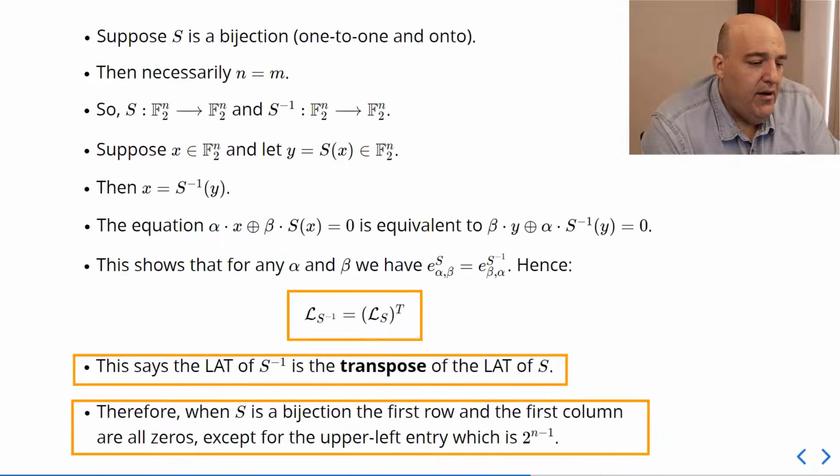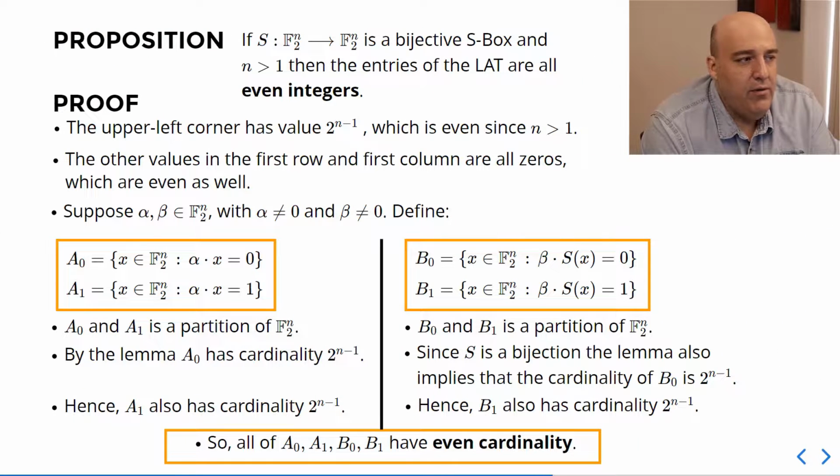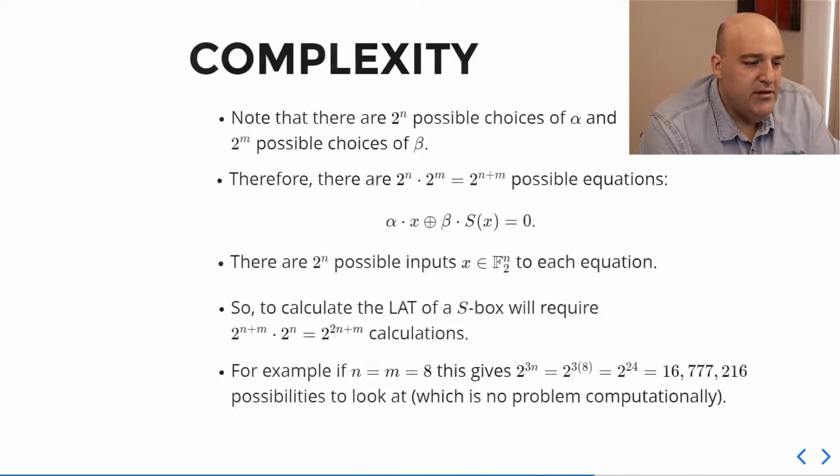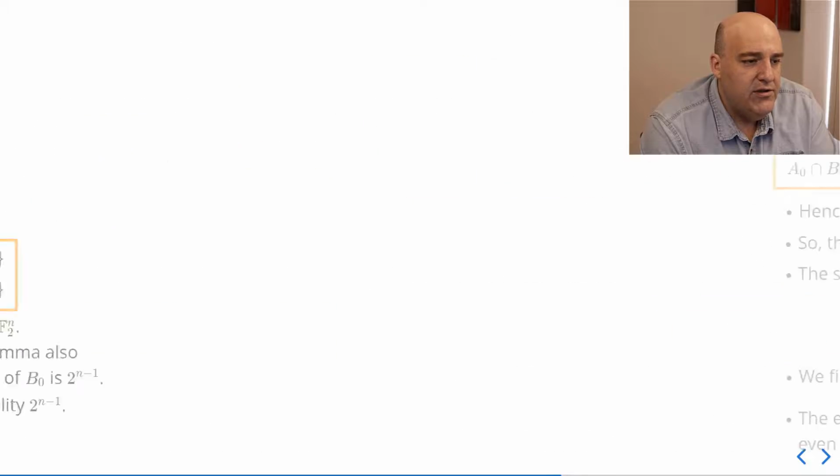And then we'll talk about how the LAT of the inverse is just the transpose of the LAT of the original. And then we'll prove an important little result here, that when n is bigger than 1 and the S-box is bijective, all the entries of the LAT are even integers. Well, when we calculate it, we're going to see that all the time we get these even integers. And here's a proof that that's always the case. It's not that important on the first viewing. You may want to skip it and just get back to the main video here, which is less technical.